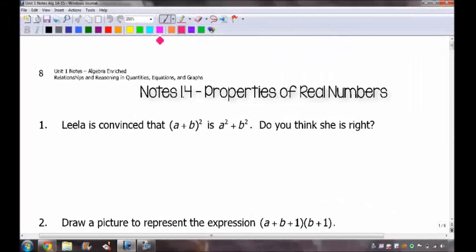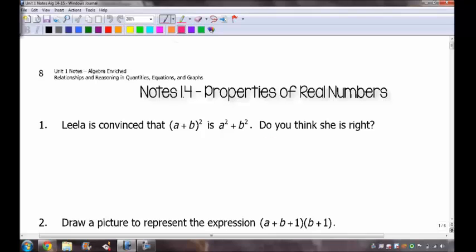Okay, ladies and gentlemen, we are on Notes 1.4, Properties of Real Numbers, and we are starting on page 8. So let's look at question number 1. Number 1 says that Leela is convinced that the quantity a plus b squared is a squared plus b squared. Do you think she is right? So let's talk about this for a minute.